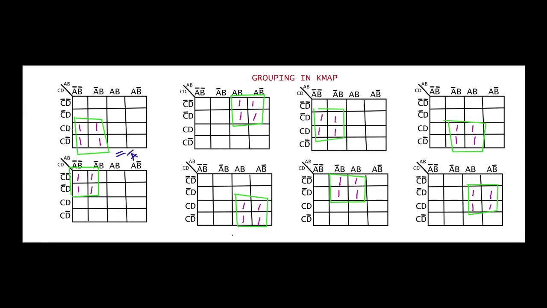Then here from both of these you have C as common. So A bar C will be the minterm for this K map. Now coming to this K map, you have 4 ones here. So from both of these A bar is common, and from both of these C bar is common. So A bar C bar is the minterm for this K map.